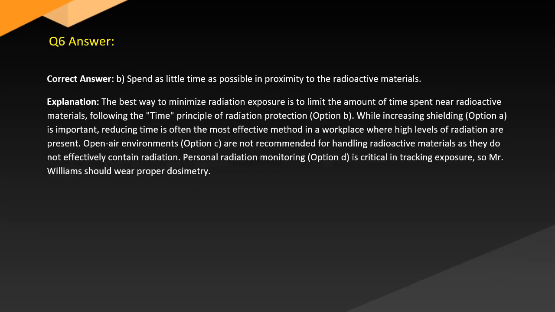Answer. Correct answer: B. Spend as little time as possible in proximity to the radioactive materials. Explanation. The best way to minimize radiation exposure is to limit the amount of time spent near radioactive materials, following the time principle of radiation protection. While increasing shielding, option A, is important, reducing time is often the most effective method in a workplace where high levels of radiation are present.